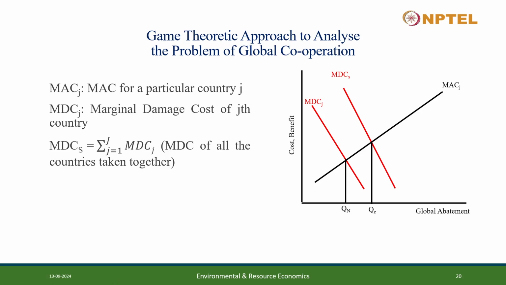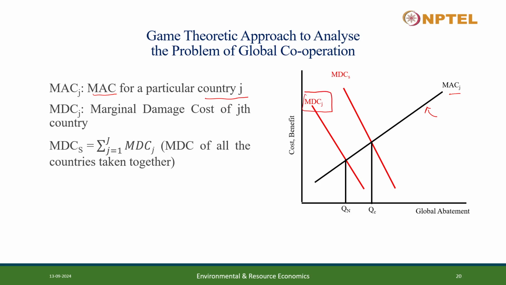Okay. So let's say that there is a country J, the Jth country, where MAC is the marginal abatement cost. So the marginal abatement cost curve is shown by this black line of country J. So the marginal damage curve is shown, where marginal damage for country J.